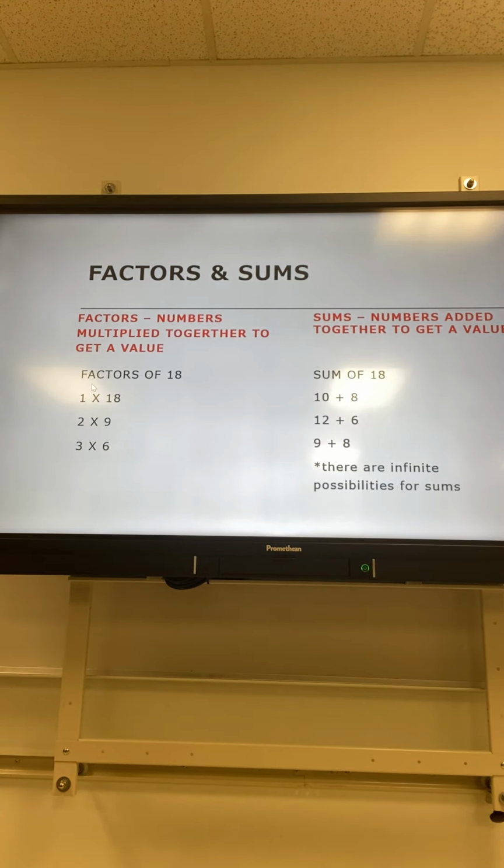But what you'll notice is that for factors, there are only a few factors that you can use for a number, but for the sum, there are infinite possibilities. There are lots of ways that I can add numbers to get 18, but there are only a few ways that I can multiply to get 18. So when we are doing this, we want to start with our factors and then find our sums, right? So we're going to do a couple little examples so you can see how factors and sums work together.